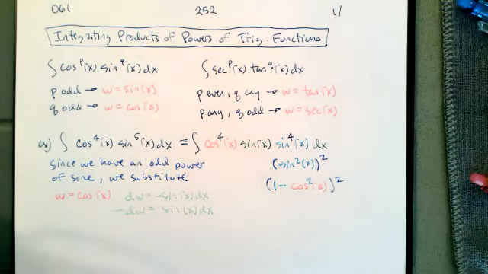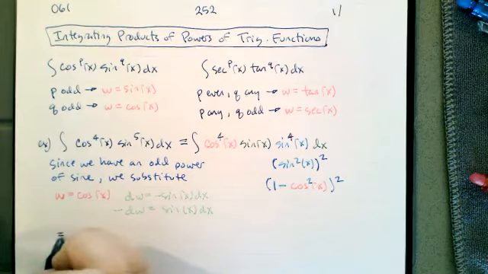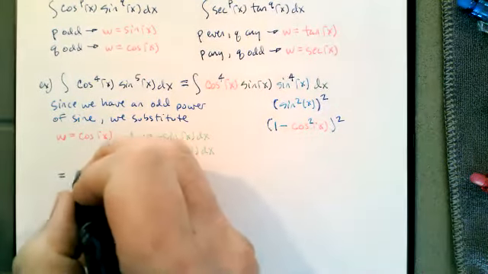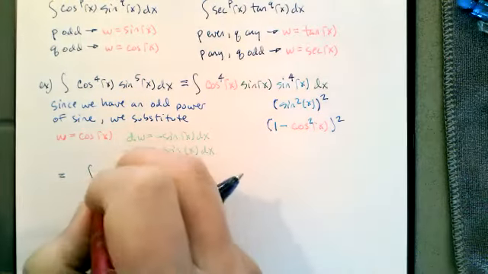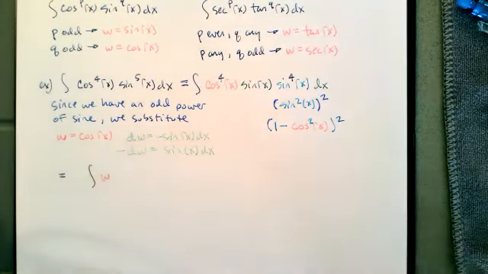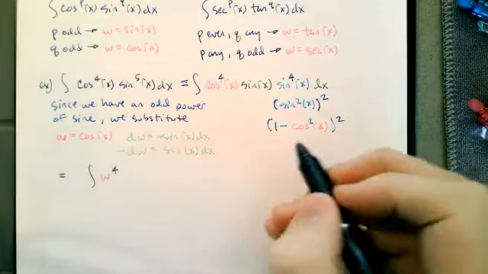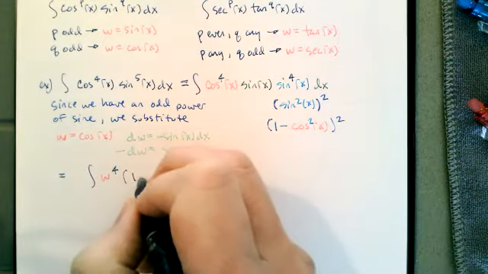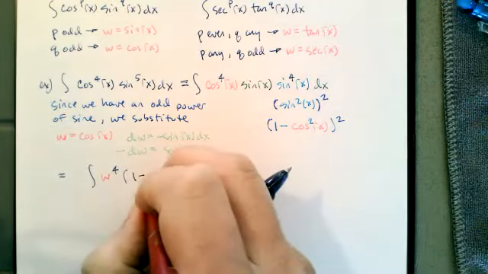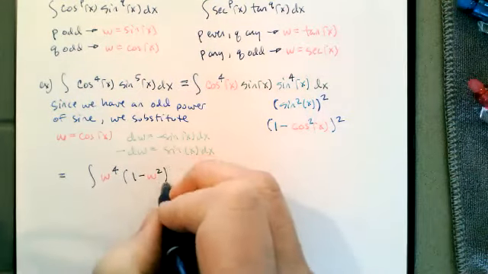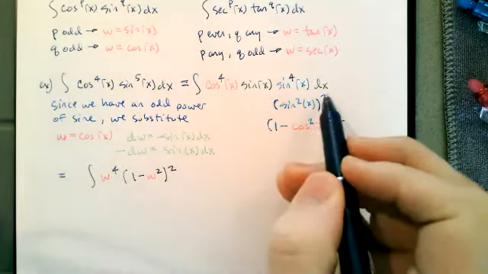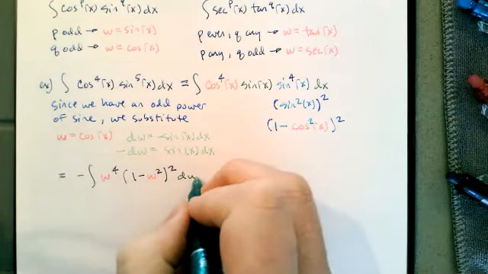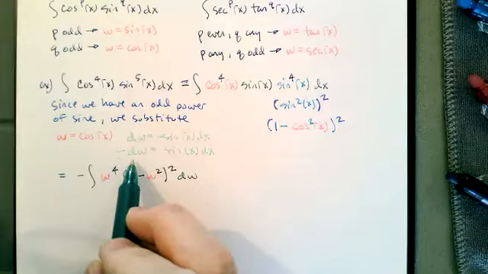So my integral becomes cosine to the fourth, which is w to the fourth. We have 1 minus cosine squared, squared, so I have 1 minus w squared, squared. And then the sine x dx all becomes a minus 1 times dw, because sine x dx is minus dw.